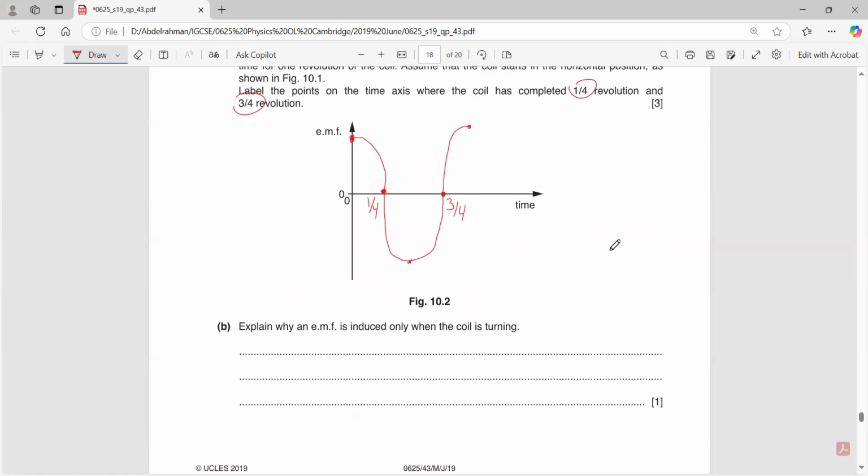Explain why EMF is induced only when the coil is turning. If the coil stops, would there be any induced current or any induced EMF? Definitely not. Why does it only induce current or EMF when it's rotating? Because it's continuously cutting. You have to say cutting, okay? Cutting the magnetic field induces EMF and current.